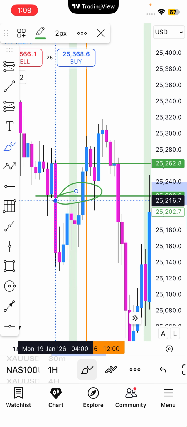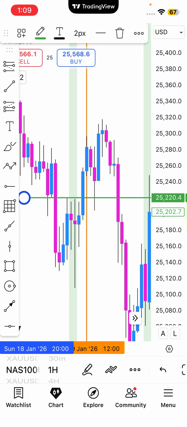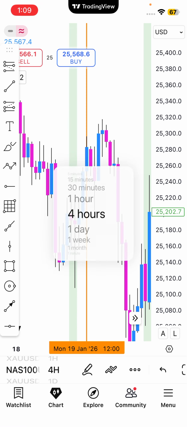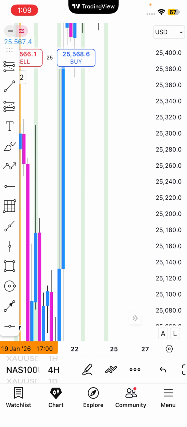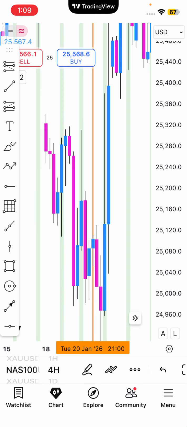But you can see price never reached it, and then it was outside session time. So for me, this is not valid. So I wouldn't have taken this. It was a skip day. All you can do is reset, go to the 4 hour, find out what's happening the next day.